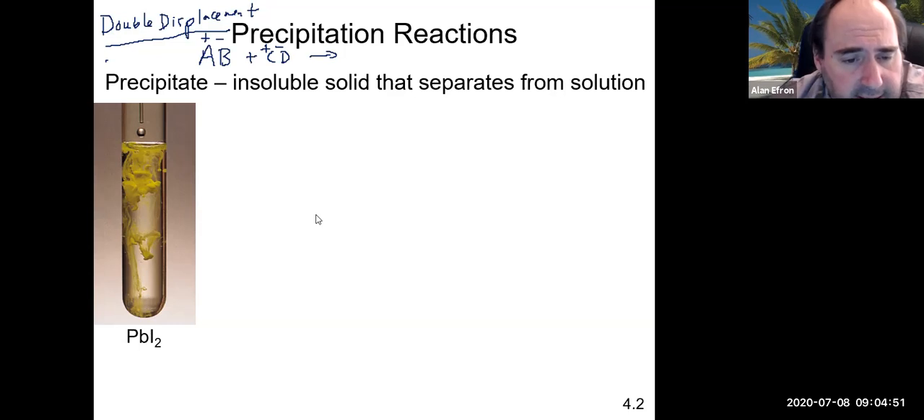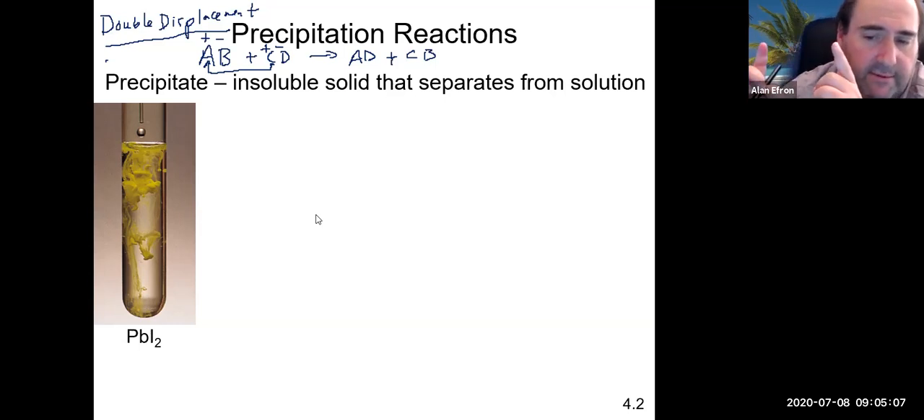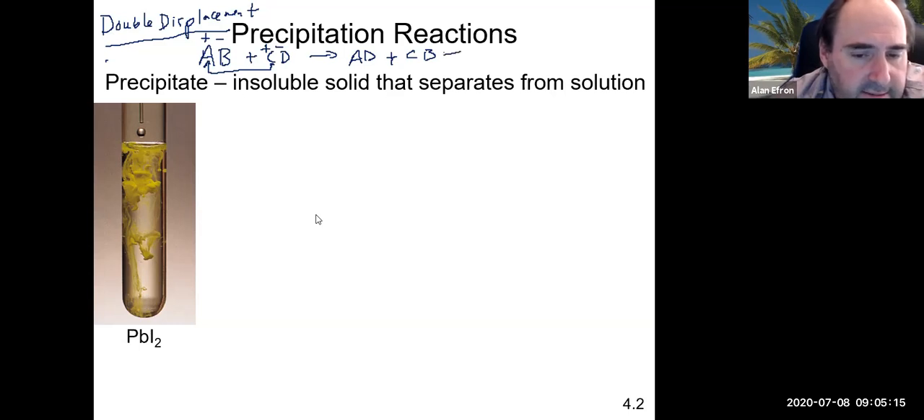And what ends up happening is the two positive ions basically switch partners and make two new ionic compounds on the other side. So A and D would come together, and C and B would come together here. And we basically get this double switch between the two cations, and they make these new products. And if one of these products makes a solid, which is sometimes referred to as a precipitate, abbreviated PPT, that is what is known as a precipitation reaction.